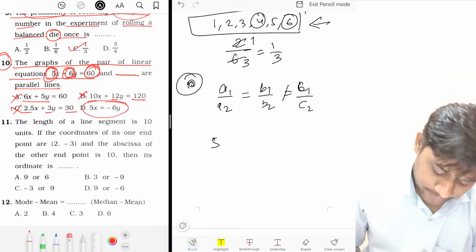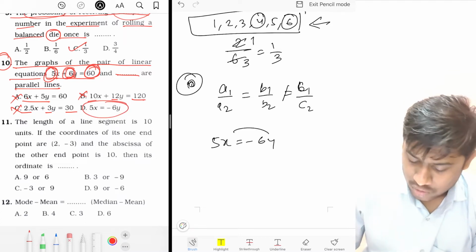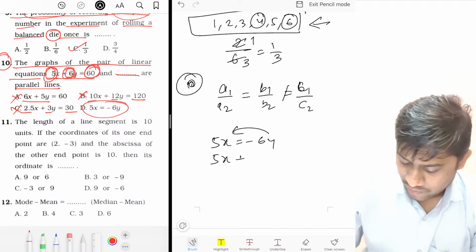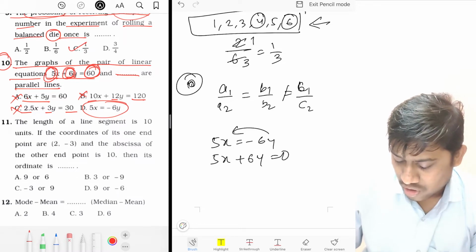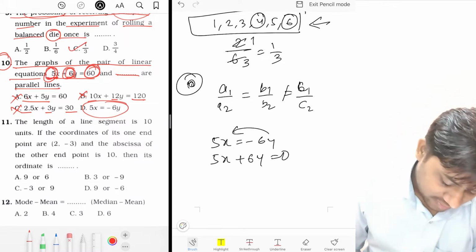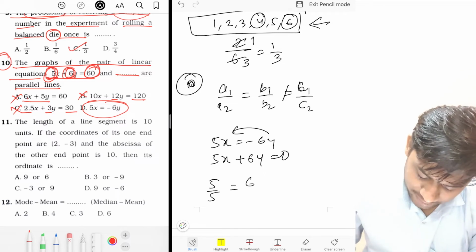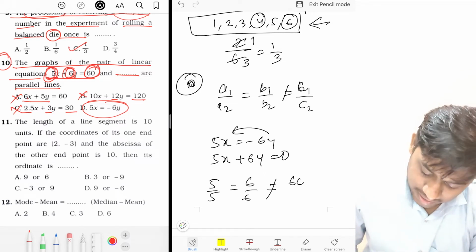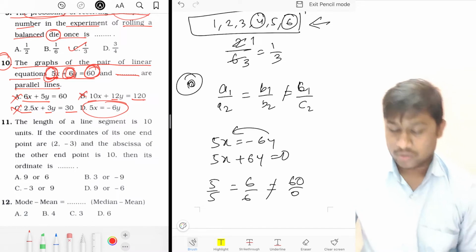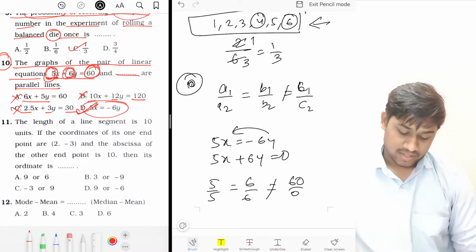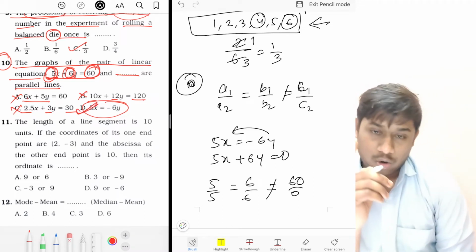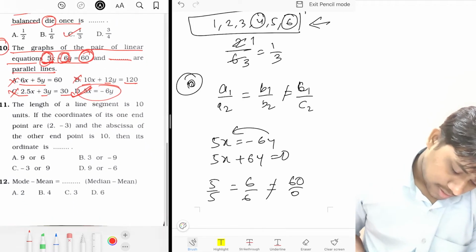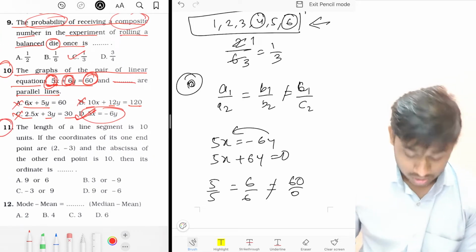Now you see this one. If I write 5x equals minus 6y, this side 5x plus 6y is equal to 0, right? Now comparing with this equation, we have 5 by 5 is equal to 6 by 6 but not equal to 60 by 0. You see? So this is the equation. I think you got my point how to get it easily. Okay, I am explaining the complete concept.